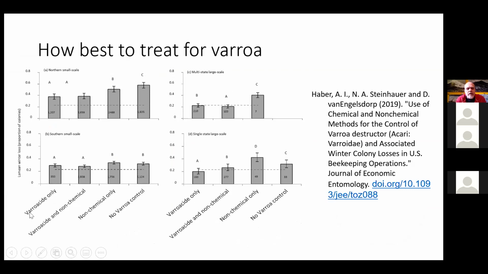At the bottom here, we have the beekeepers who only use Varroa and non-chemical product only, and no Varroa control at all. This is northern beekeepers that are small scale, southern beekeepers small scale, large migratory beekeepers, large beekeepers that are not migratory. What you can see right away is that the beekeepers who use Varroa only, with the exception of large migratory beekeepers, lost the fewest mites, if not the same number of mites, than if they used Varroa and non-chemicals. But it was the commercial migratory beekeepers that lost fewest if they combined treatments.